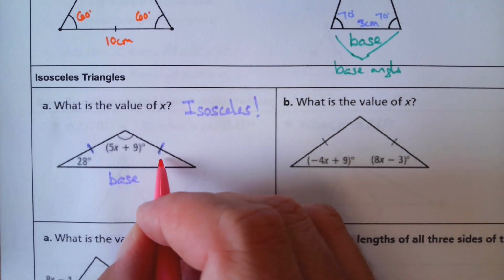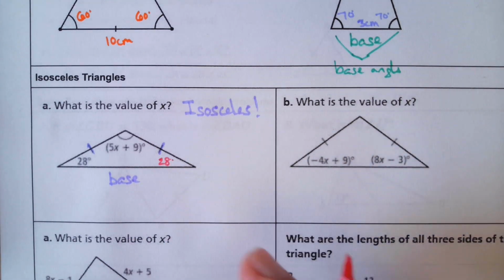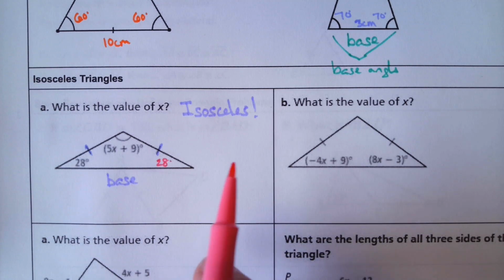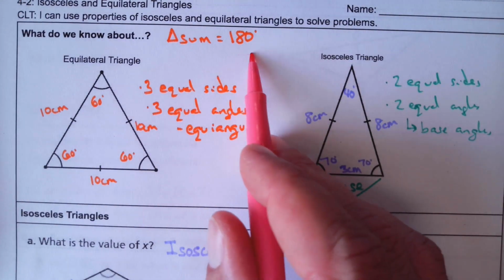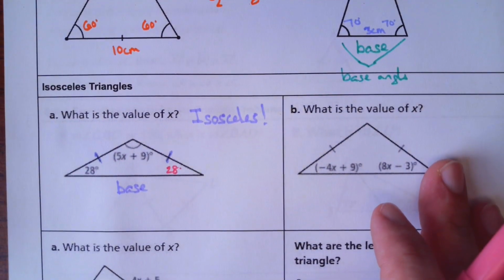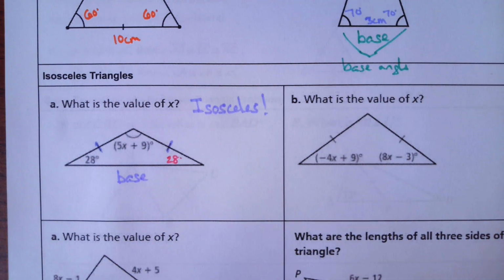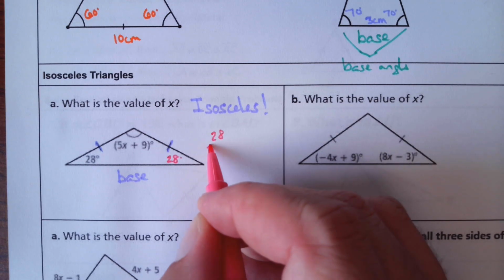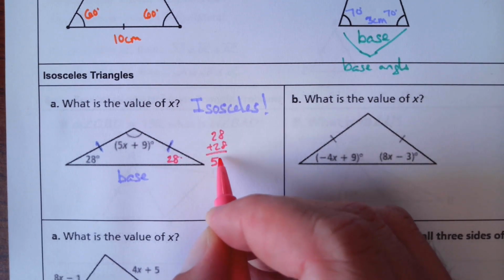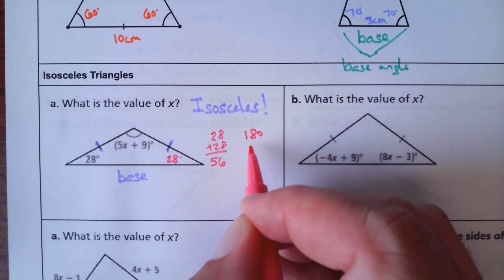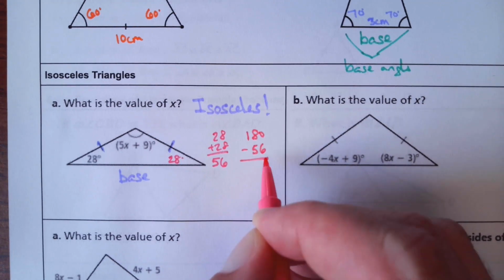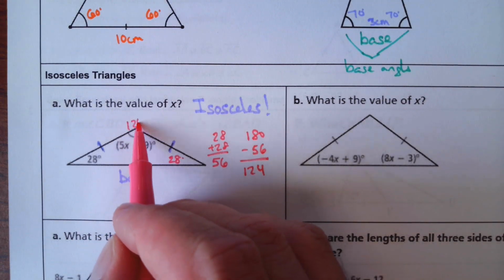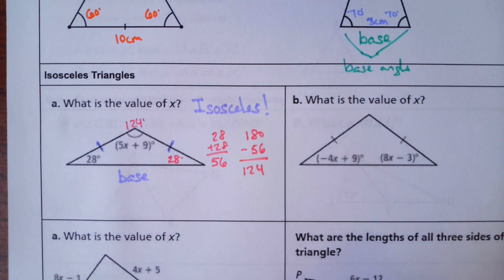So if this is 28, and this is 28. But of course this one cannot be 28 because I have to equal 180. So what I'm going to do is take 28 plus 28, and that gives me 56, and I'm going to say 180 minus 56, and that's going to give me 124. So that means that this angle right here is 124 degrees.